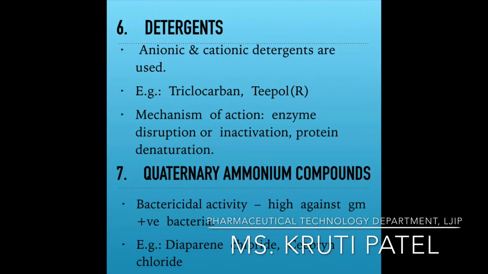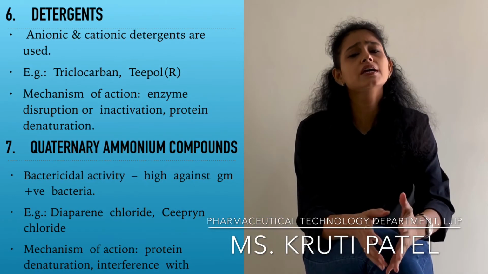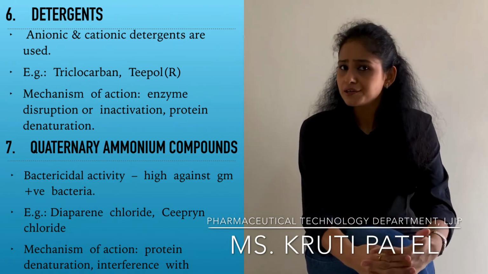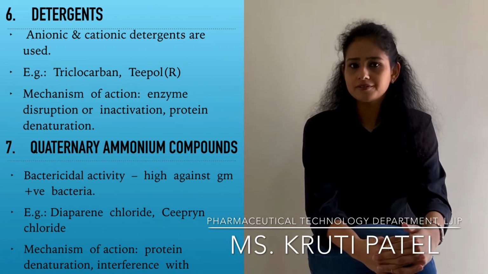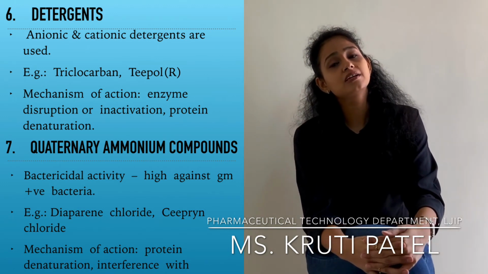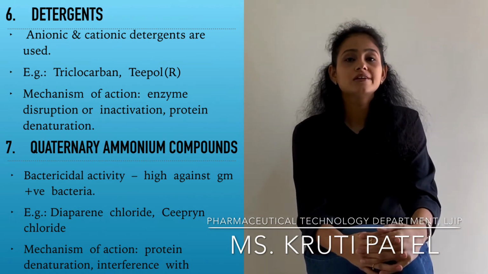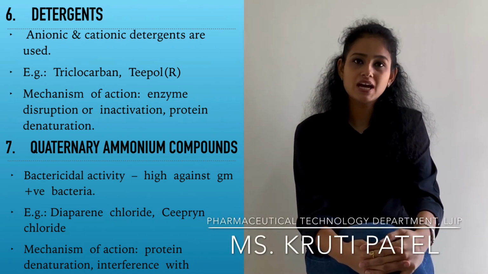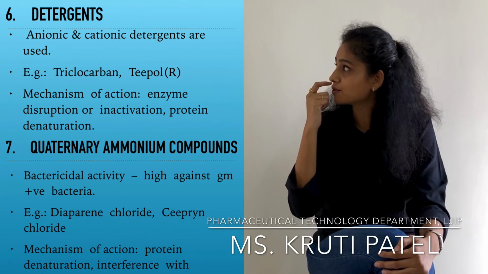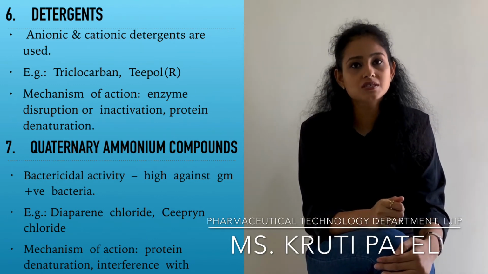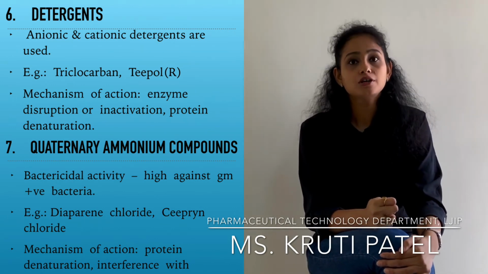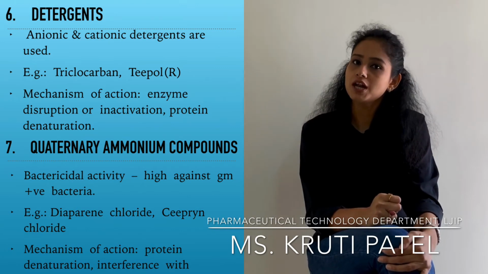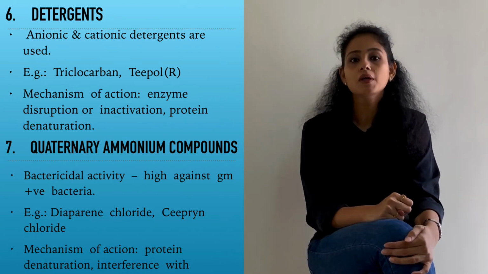Moving further, the next class is detergents. Detergents, yes, surfactants, surface active agents. They again kill microorganisms by reducing the surface tension, right? Anionic and cationic detergents both are used, for example, trichlorocarbon or Teepol. These are all examples of surfactants. If you look at the mechanism, it is enzyme disruption or inactivation or protein denaturation. These are all the mechanisms of killing of microorganisms.